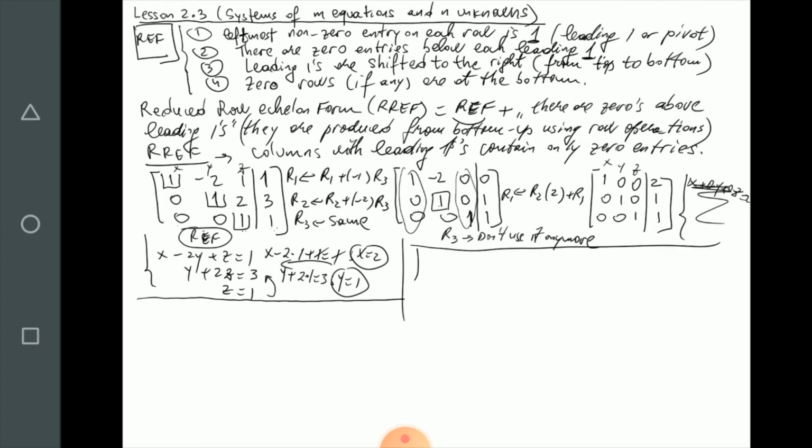So basically the system is 1 times x plus 0 times y plus 0 times z equals 2. 0 times x plus 1 times y plus 0 times z equals 1. 0x plus 0y plus 1z equals 1. You don't need to write it that expanded. I mean, you could see right away with little practice that the equations that are left give you directly the solution of the system, 2, 1, 1.